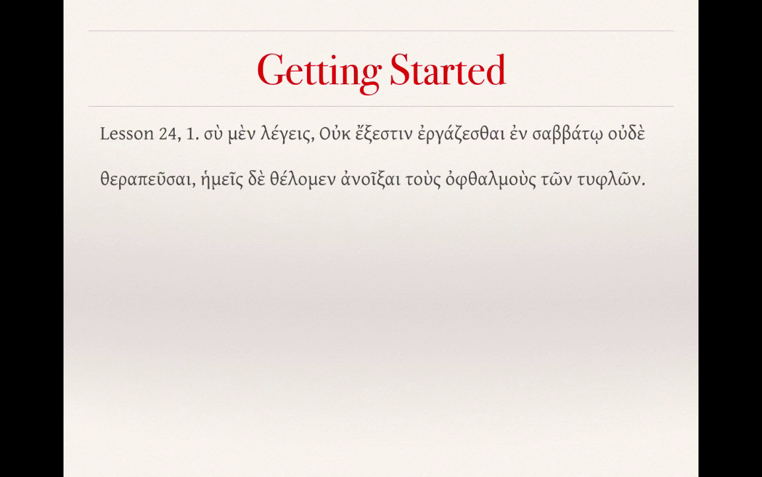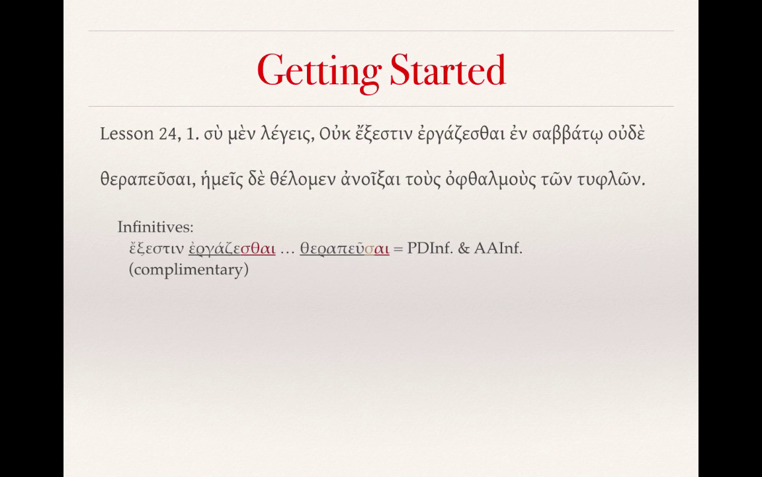As I have done with previous lectures, I want to point out some of the new concepts that we've learned in this lecture. The first are the infinitives. You'll see that we have two infinitives in the first part of this sentence. They both follow exestin, and therefore they are complementary. They are complementing or completing the idea of exestin, which means it is necessary. And so ergazesthai is a present deponent infinitive, and therapeusai is an aorist active infinitive. Here I've tried to highlight those forms, the red indicating the middle passive, and the sigma alpha indicating the aorist, and the iota indicating that we are in the active as well.